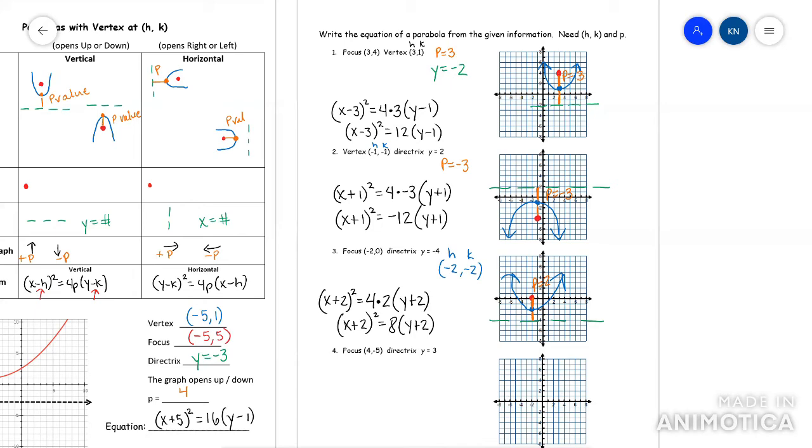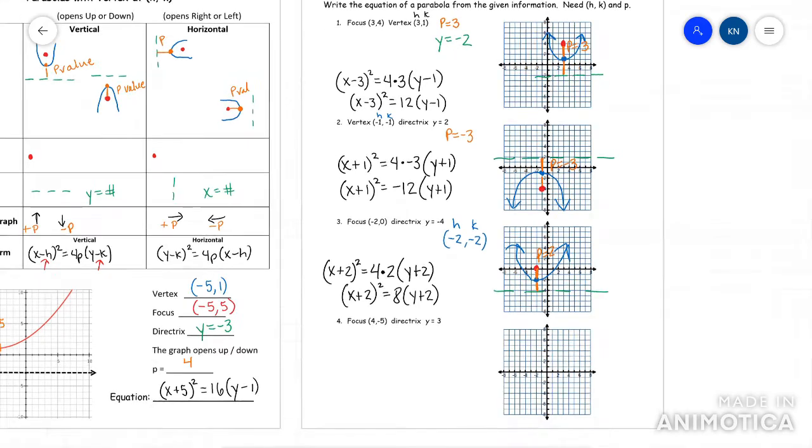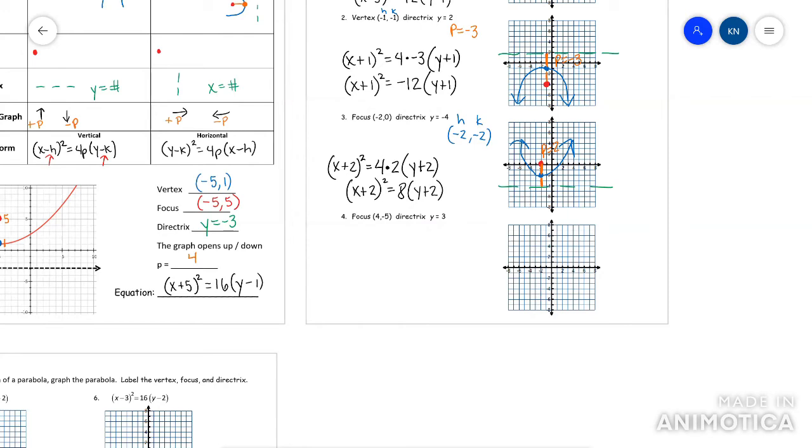Okay, this last one, they give you a focus, 4, -5. Let me scroll down a little bit. 4, -5 is right here. Then they give you a directrix, y equals 3. Y equals 3 is up here. Remember, your vertex is smack dab in the middle there. So that would be right here, which means my graph's going to open something like this. The U wraps around the red dot. So I know my p-value has to be a negative number. And this distance right here is 4. So it's p equals -4.